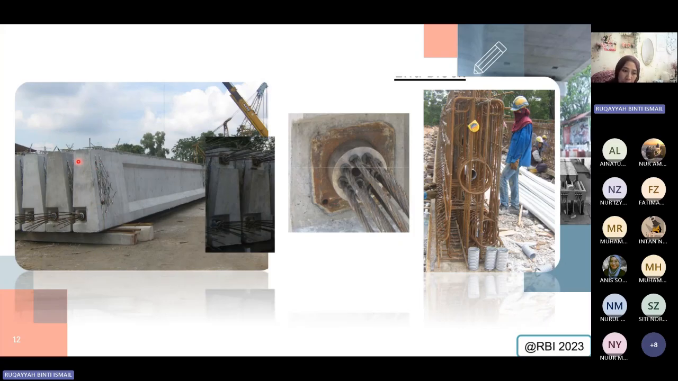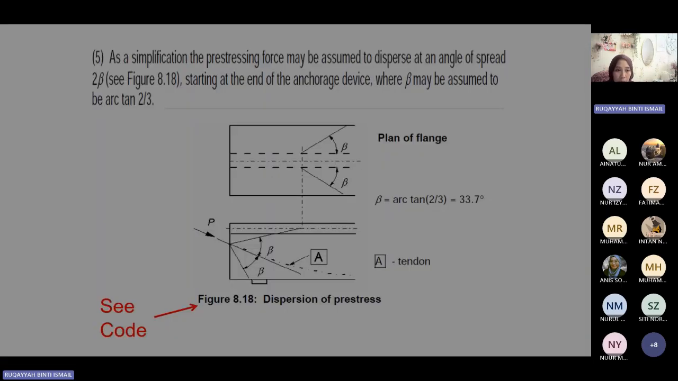If you look at the first figure, you can see that the end is heavily reinforced. This is the strand, multiple numbers of wires. You can see the wedge, which locks the strands in place, and then you can see the ducting, and also the reinforcement provided for the beam.